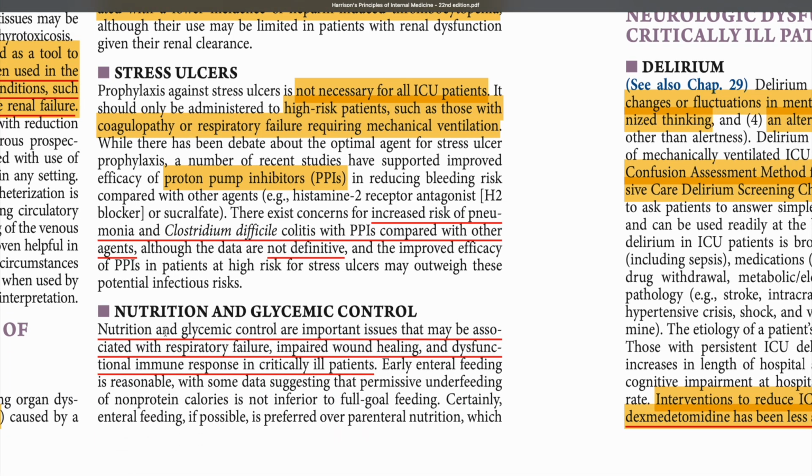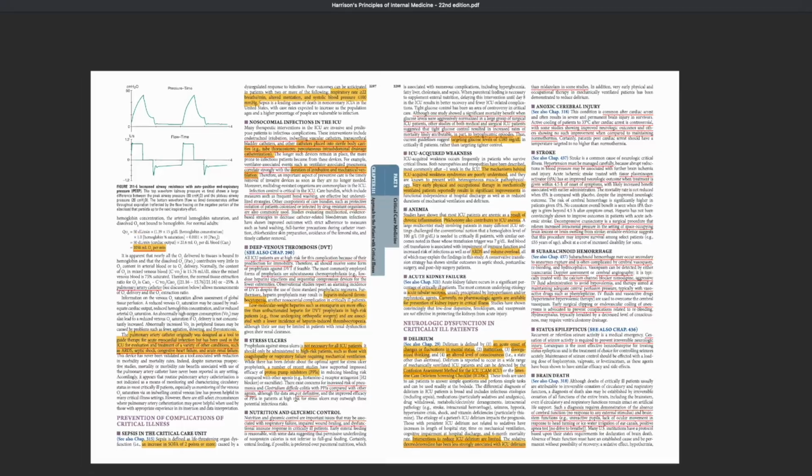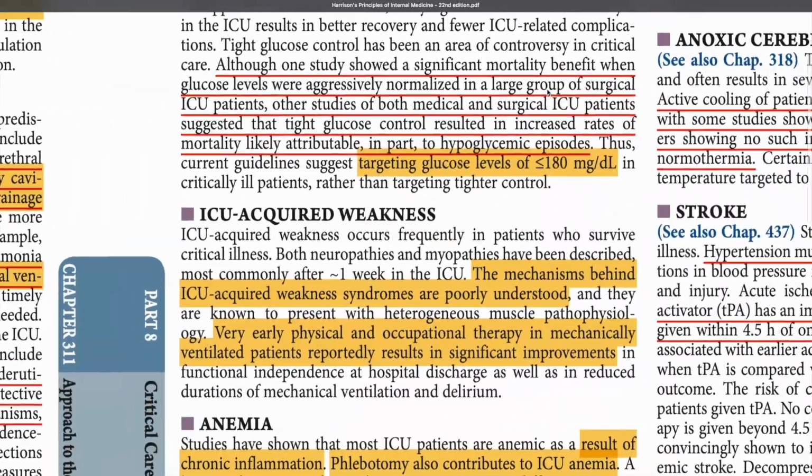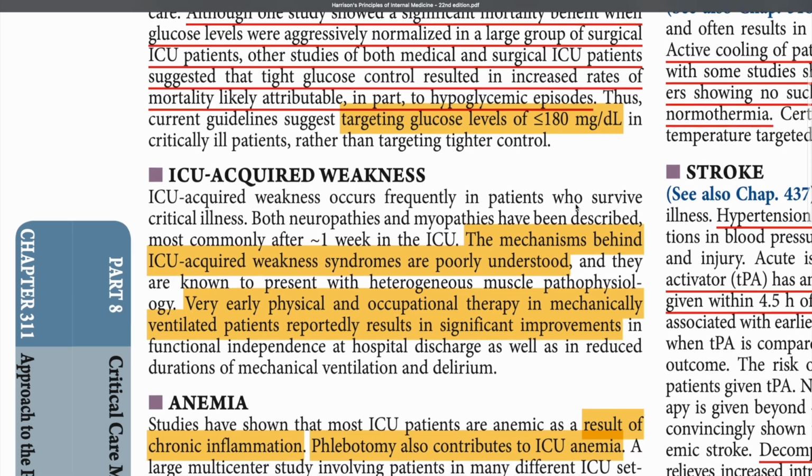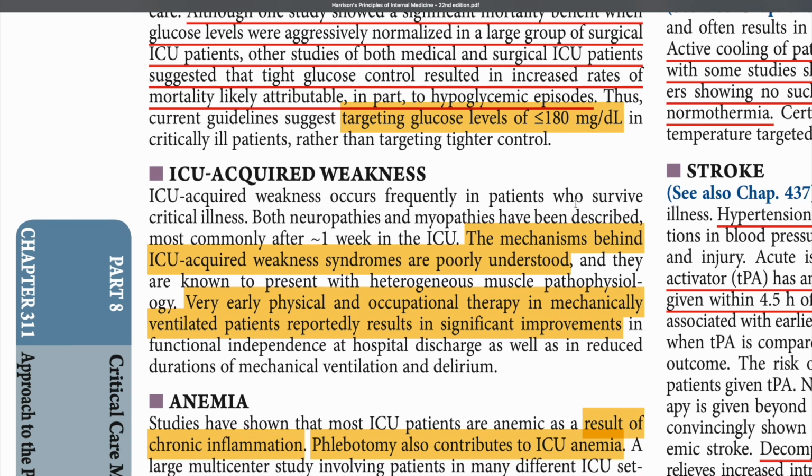Then nutrition and glycemic control. Nutrition and glycemic control are important issues that may be associated with respiratory failure, impaired wound healing, and dysfunctional immune response in critically ill patients. So we have to maintain the glucose level less than or equal to 180 mg per deciliter. Glucose control is very important in ICU, which can be helpful for recovery of the patients.